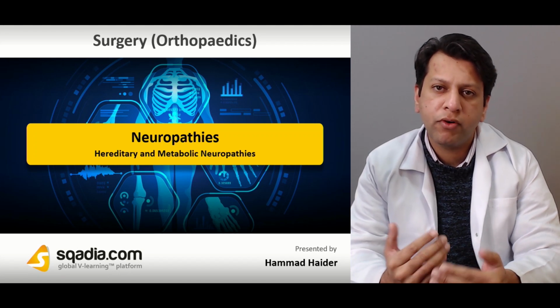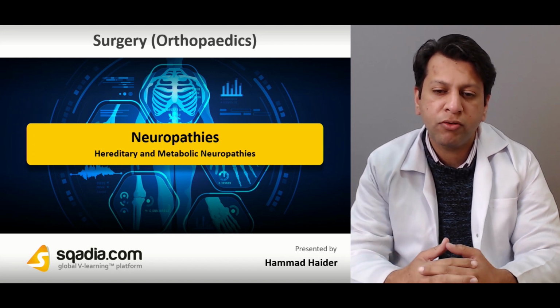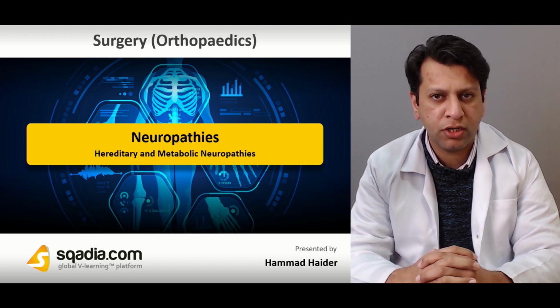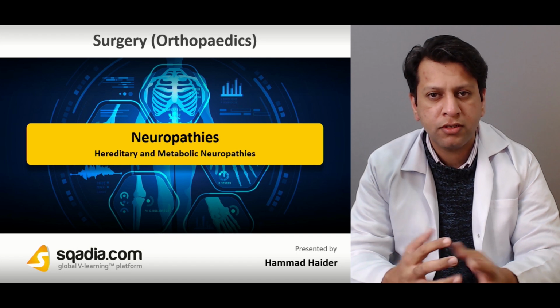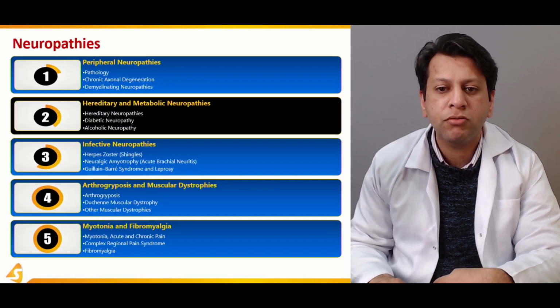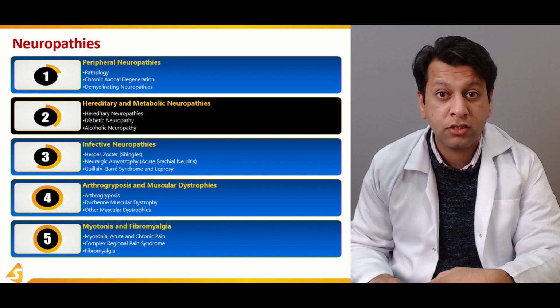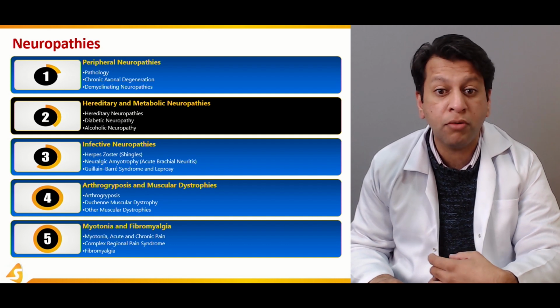Now, moving on from peripheral neuropathies, we are going on to our second section, that is the hereditary and metabolic neuropathies. In this section, we will be going through different hereditary neuropathies, especially the disease called Charcot-Marie-Tooth disease, because it's the most common hereditary neuropathy associated with congenital anomalies.